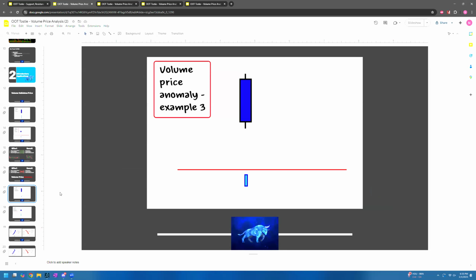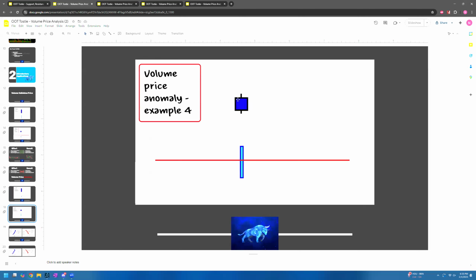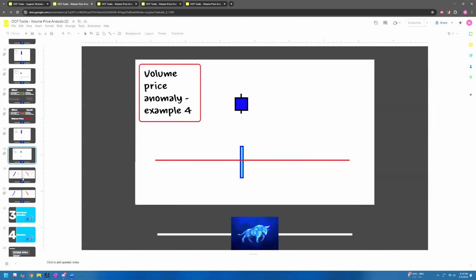So this is an example of a volume price anomaly, right? We have a massive candlestick spread and below average volume. That's an anomaly. Here we have a small spread and above average volume. Same idea. That's an anomaly.